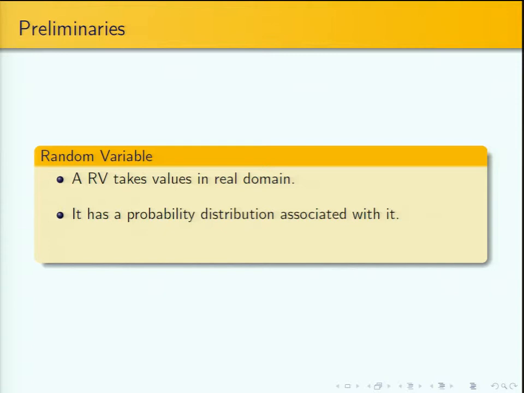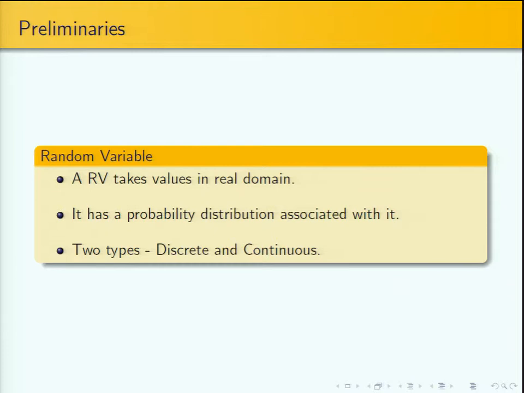Next, it has a probability distribution associated with it. What does that mean? It has some mass. We'll see what it means. For each number it is taking, there is a probability of that happening, correct? There are two types, discrete and continuous. We'll see what that means. So when I tell you a random variable, you have to ask yourself, what is the range of values it is going to take? And for each value it is going to take, what is the mass of that?